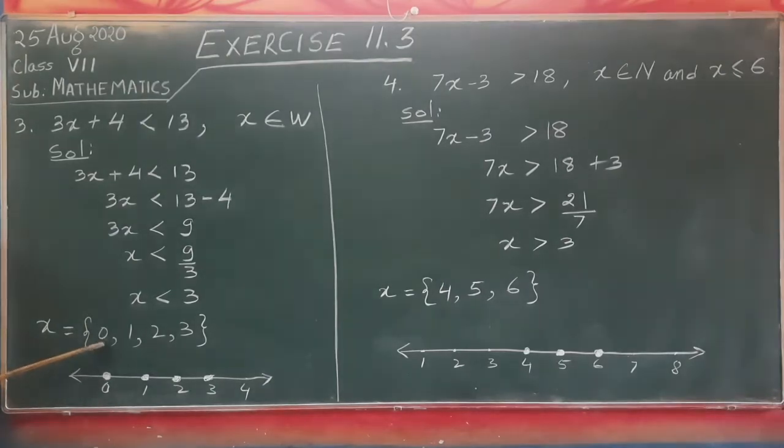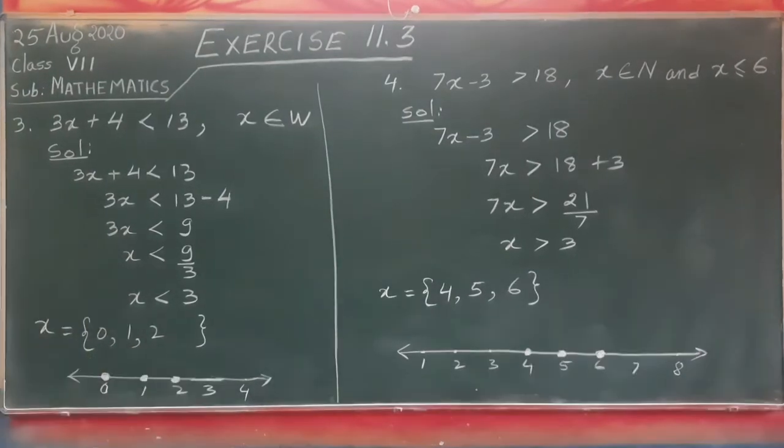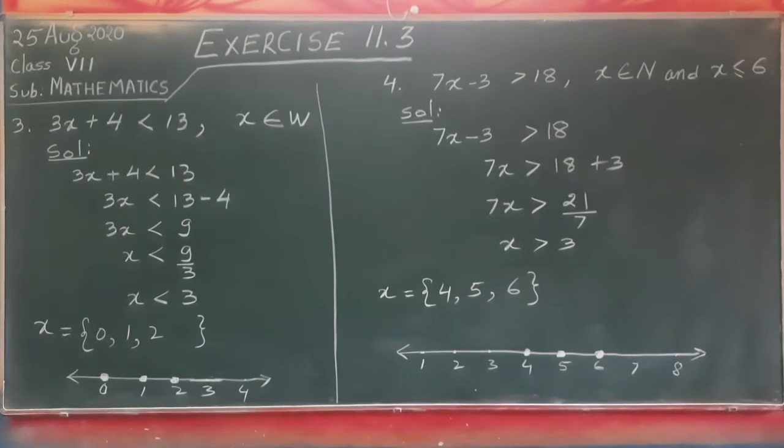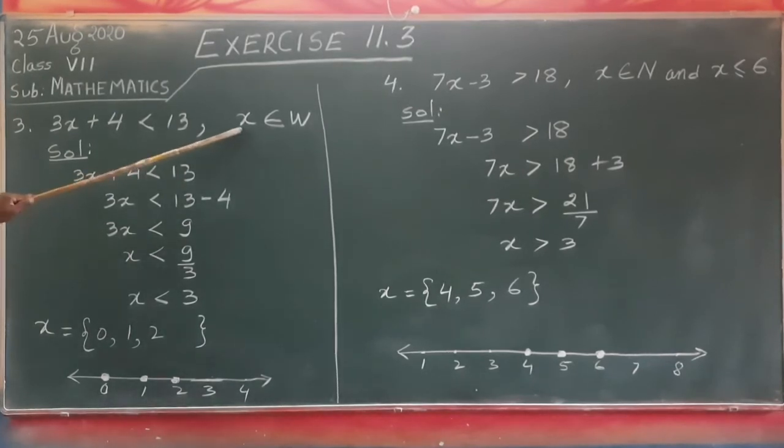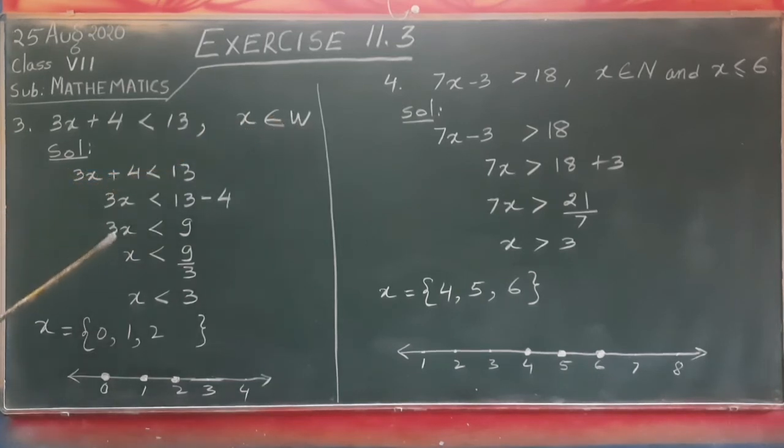Since it belongs to whole numbers, it begins from 0 and is less than 3. So we'll write only till 2. There is one correction. X belongs to whole numbers, so it begins from 0 and x is less than 3, so it stops here at 2. So when you see the number line, it begins from 0, 1, 2 and you highlight or darken the required numbers only.